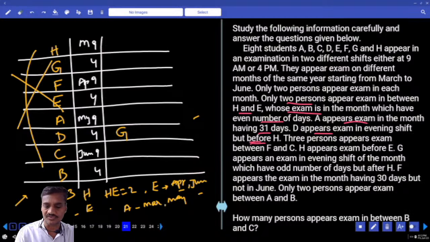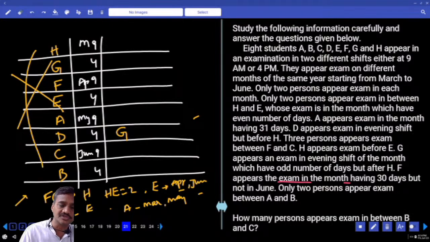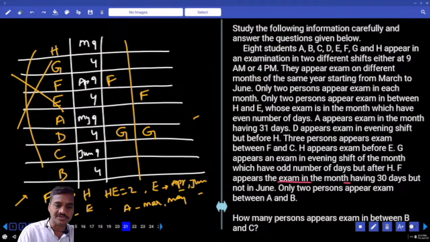Then according to this one, from where we need to start here? F appears in the month having 30 days but not in June. Hence F can be on April 4th, isn't it? Now if F is here, there are 3 persons between F and C, C will be here. Now in this case 1, 2, 3, C will be here, and 3 persons between F and C. Then H and E, there are 2 people, and A in the month of either March or May.